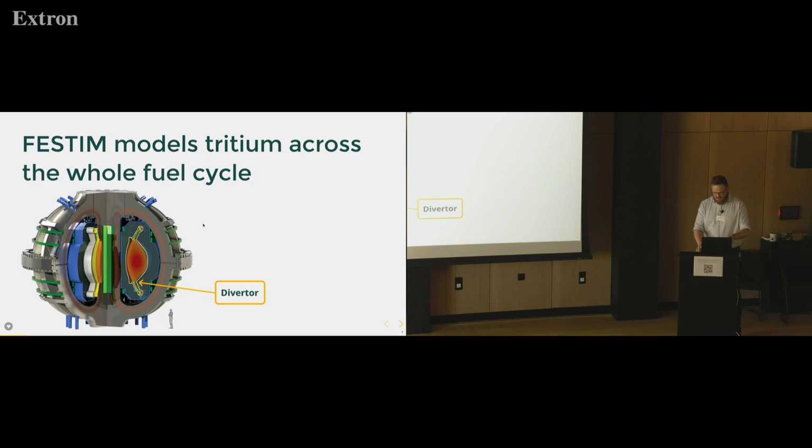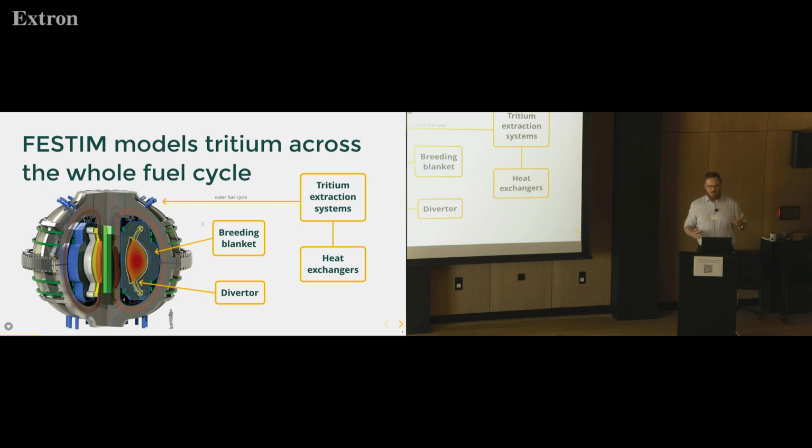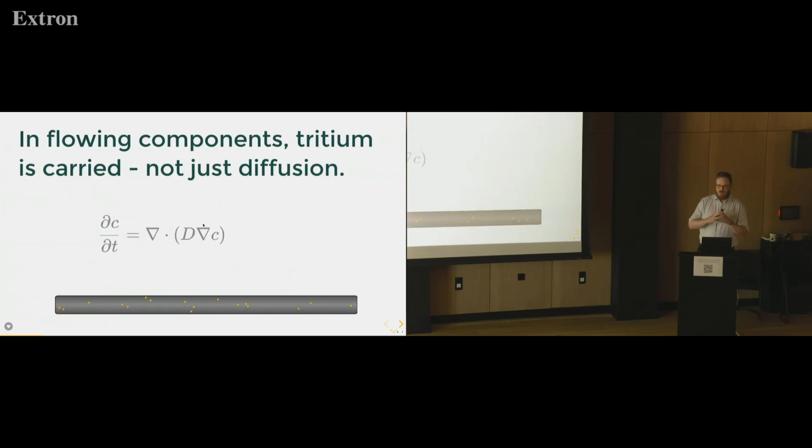For instance, the divertor at the bottom of the reactor, the breeding blanket that will surround the plasma vessel, as well as a whole bunch of different components in the outer fuel cycle, such as different tritium extraction systems or general hydrogen extraction systems, and heat exchangers like the nice GIF before. But in many of these components, tritium is not just diffusing through different domains, it's also being carried because it's dissolved within a fluid, whether it's a liquid metal or a molten salt. So we need to be able to model these different systems.